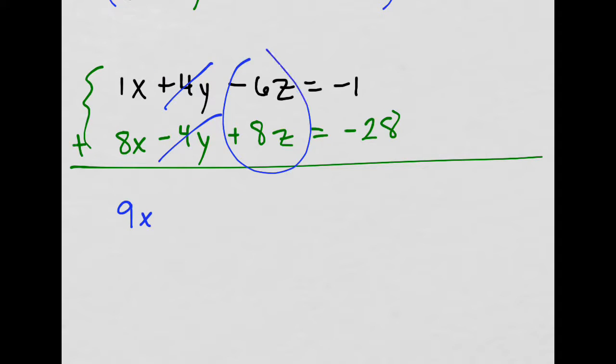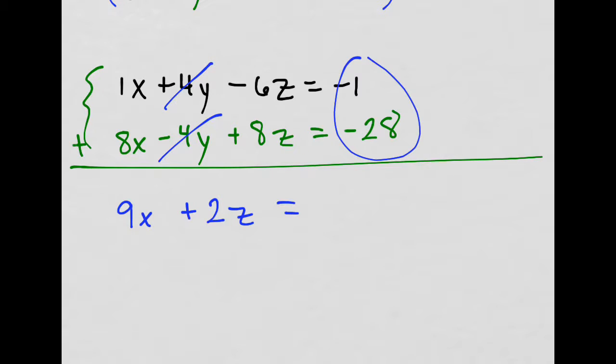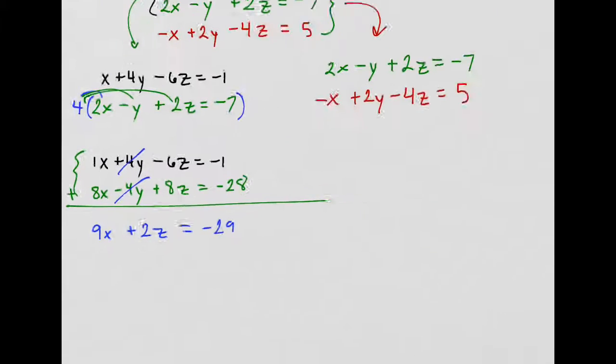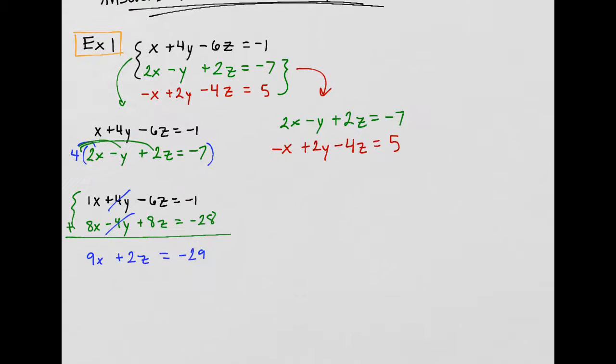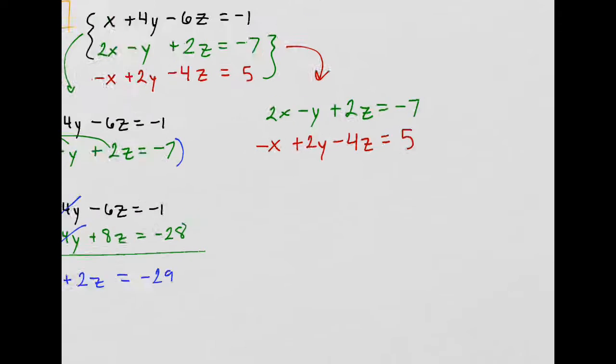Add these together, what do I get? 8 plus a -6, or -6 plus 8, that's +2. And it's z. And then add those together, it looks like 29, -29. Did I copy that down right? Okay, cool. And then I'm going to eliminate the same variable in the other 2 equations.